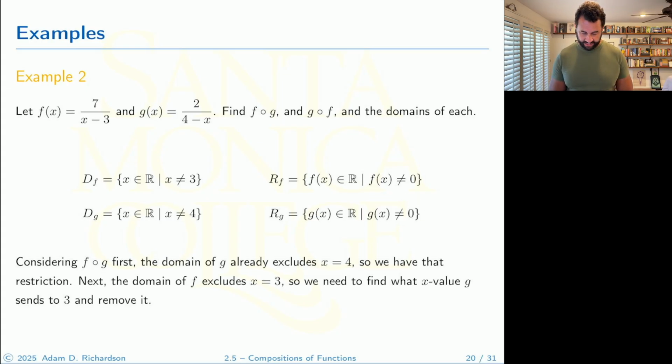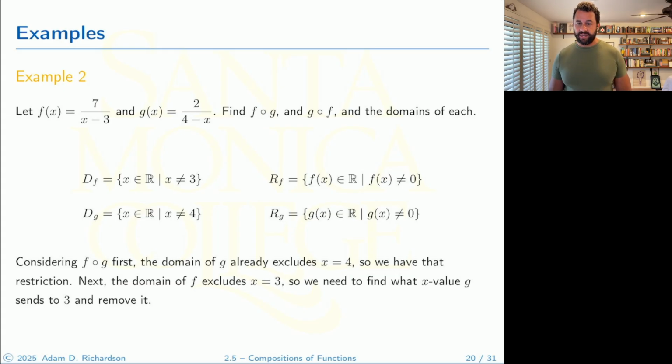Okay, so let's do f of g first. We know right away that the domain of g already excludes 4. Wait, let me emphasize this. g is occurring first. So we're going to do g and then we're going to do f. Okay, g and then f. That's the idea.